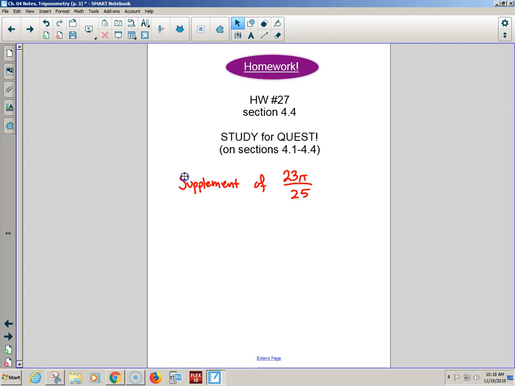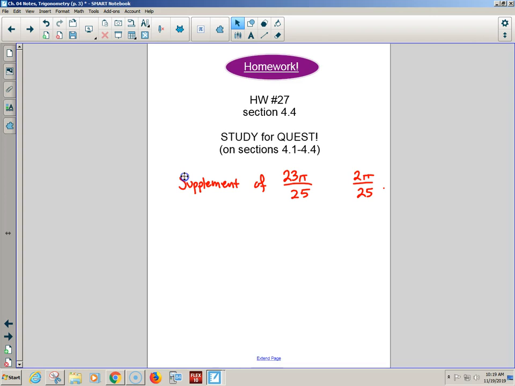You can do it. How many pieces are missing from a whole pie? 1, 2. So what's the supplement? 2 pi over 25. The only time you'll see something that's not unit circle on the non-calculator portion of a test is if I'm asking you something non-trig.